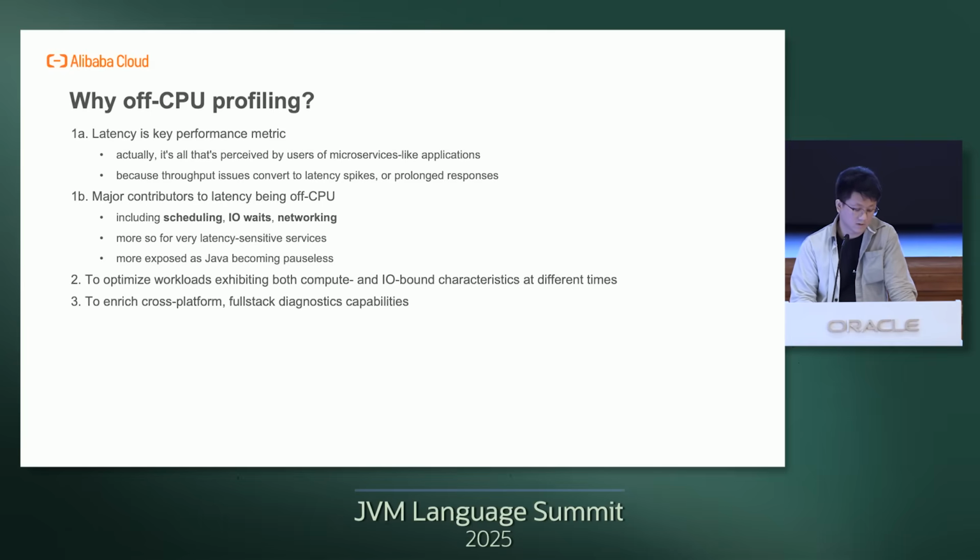The second reason is that in order to optimize workloads that exhibit both compute and I/O-bound characteristics at different times, we want to use a tool to help us identify bottlenecks and guide our optimizations. This includes Spark and Flink, like I mentioned earlier. The third reason is that we want to enrich our cross-platform and full-stack diagnostic capabilities. I'll expand on this a little bit later.